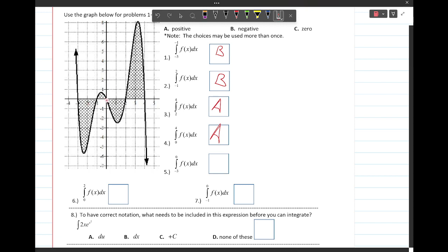Then negative 3 to 0. Again, just pick whichever one is the bigger area, and the sign of the bigger area is going to win out, so that's why it's negative. 0 to 2, negative. Negative 1 to 0, positive, because it's just positive area.